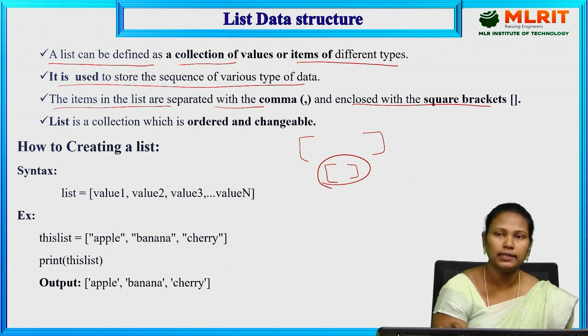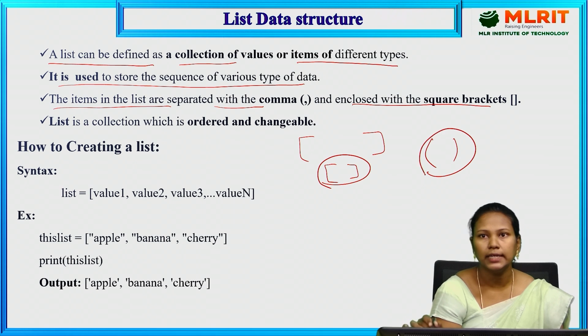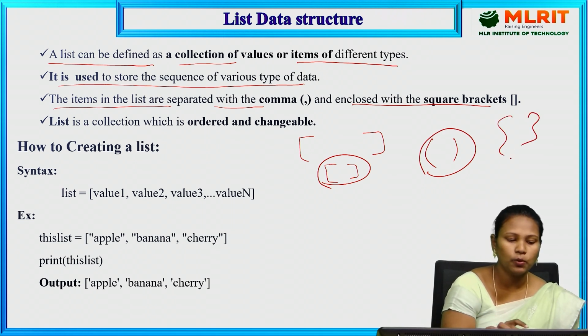Because we have tuples and sets as well, we represent them with different representations: square brackets, normal parentheses, or flower braces. Square brackets mean it is a list. Normal brackets mean it is a tuple. Flower braces mean we call it a set. So now we are going to the list.